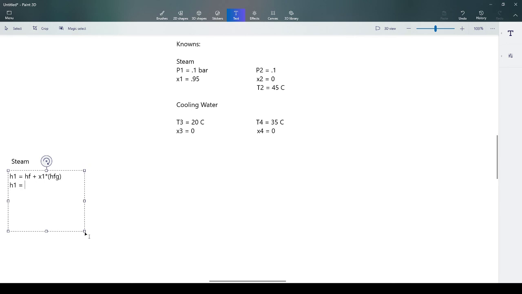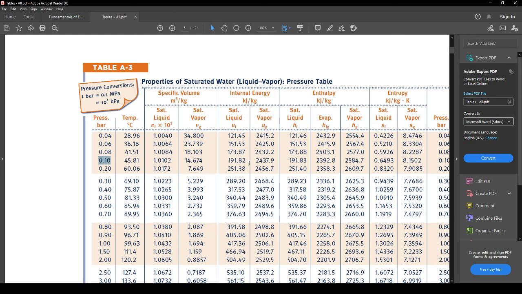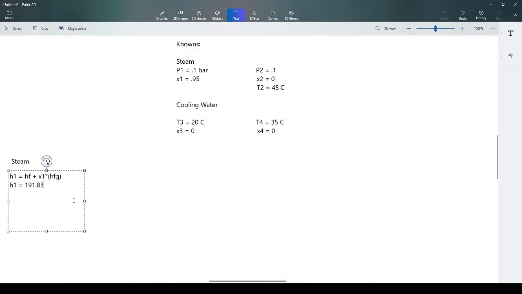And how you do that one is, now you have 191.83, which I think I recall that's what that was. 0.82. I was close. Oh, no, it is 83. I was looking at the liquid value for internal energy. So 191.83, and we have 2392.8. If I got that wrong, let me know.